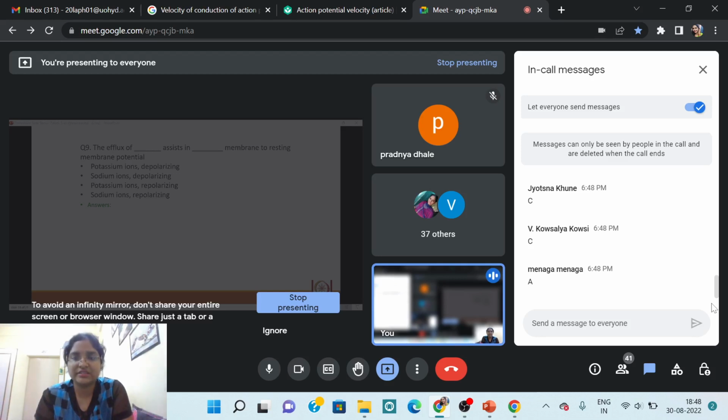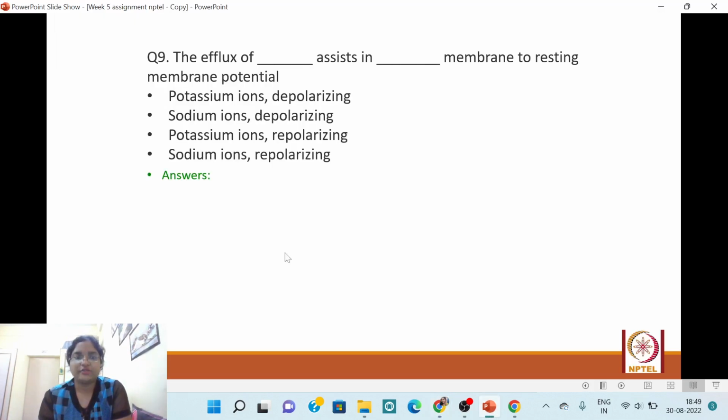So let's see how many of you have given the correct answer. Some are saying A, D, B, C. Everyone is confused, we got all kinds of answers. Okay, we'll not waste more time. We'll see what is the correct answer. If you have given the wrong answer, it's okay. Try to learn. So the correct answer is C.